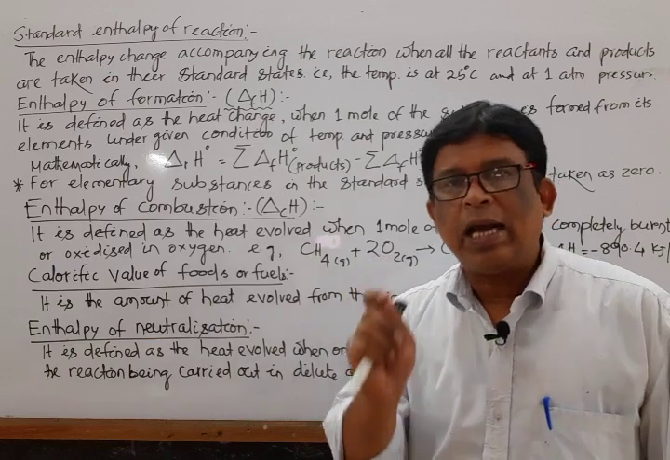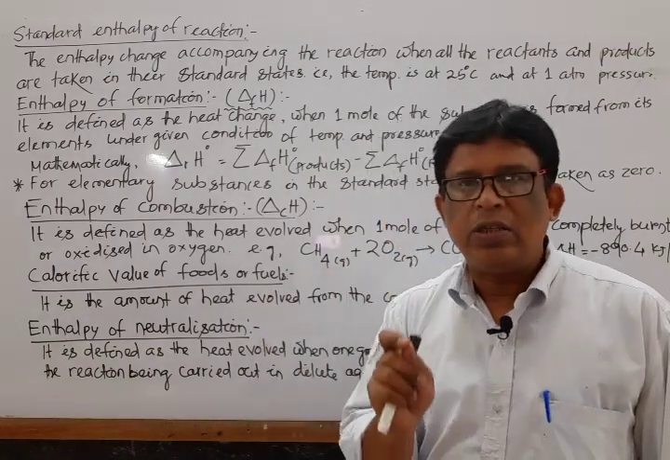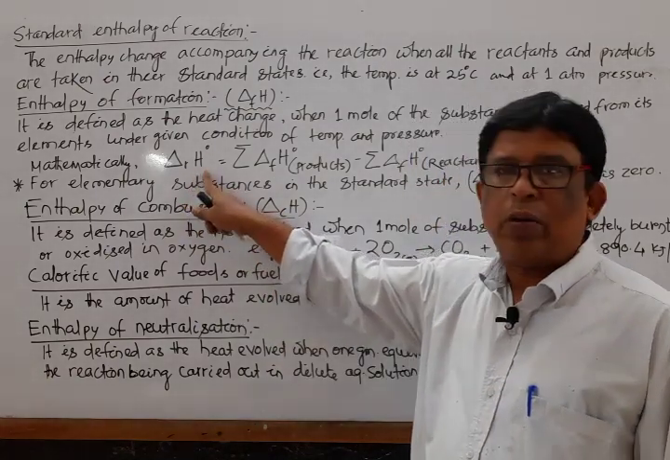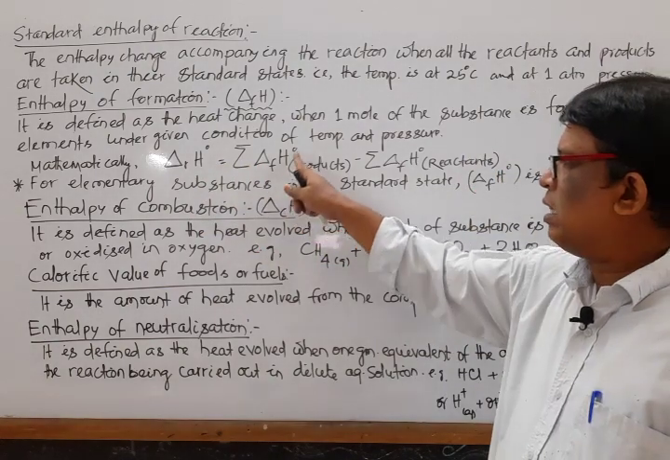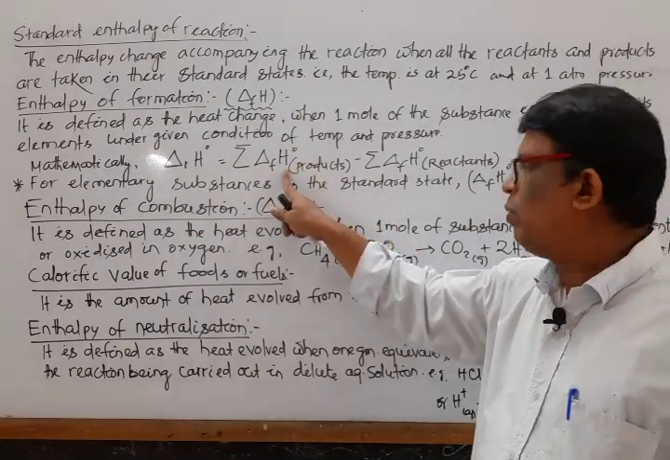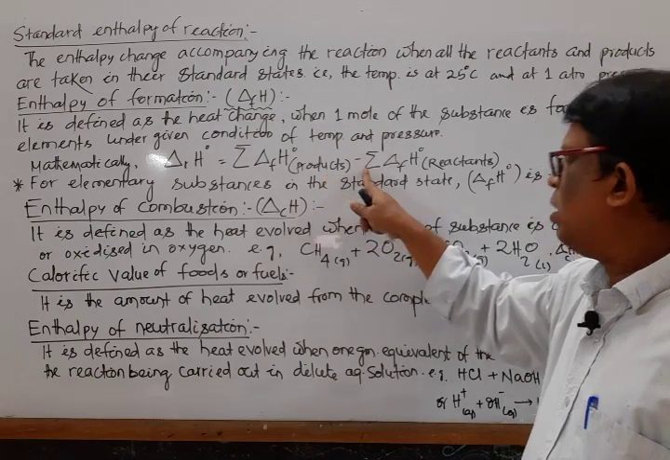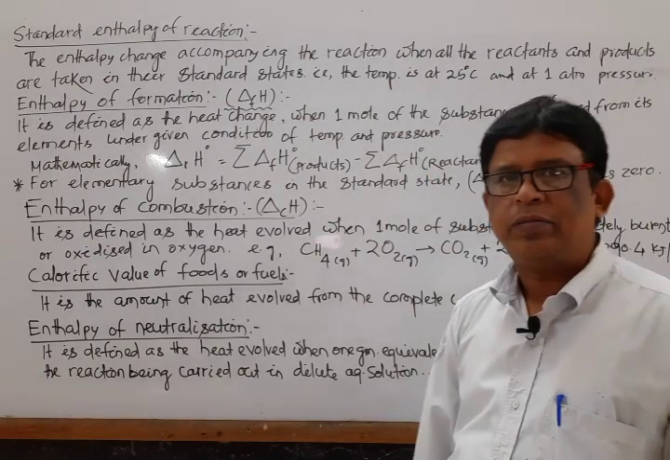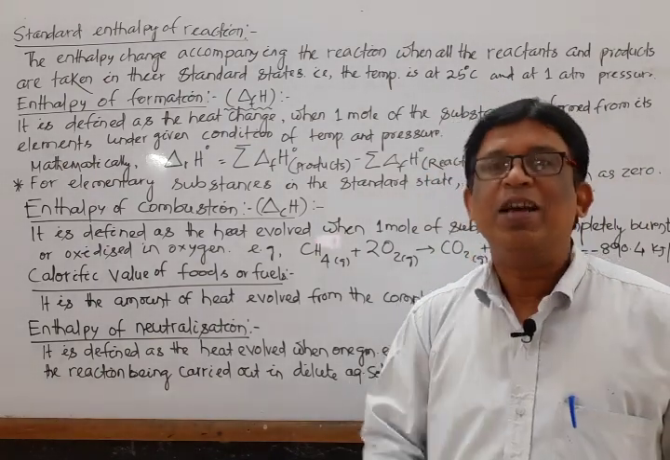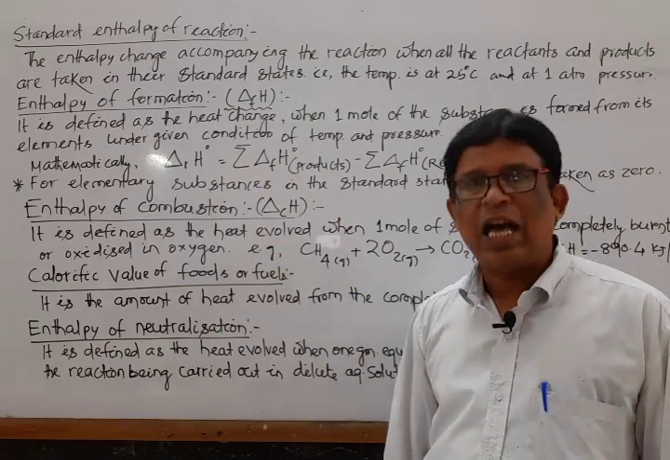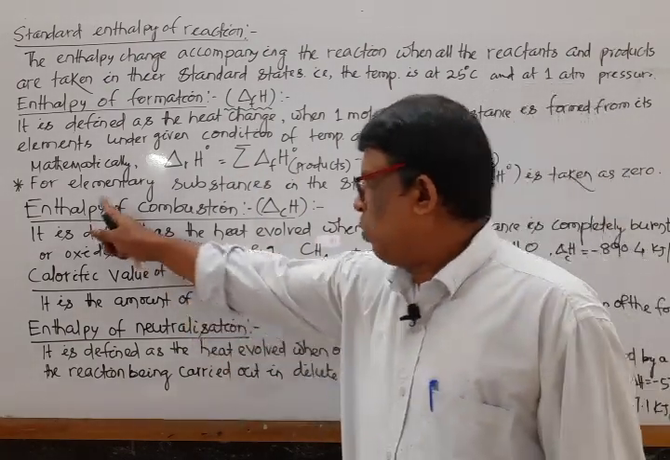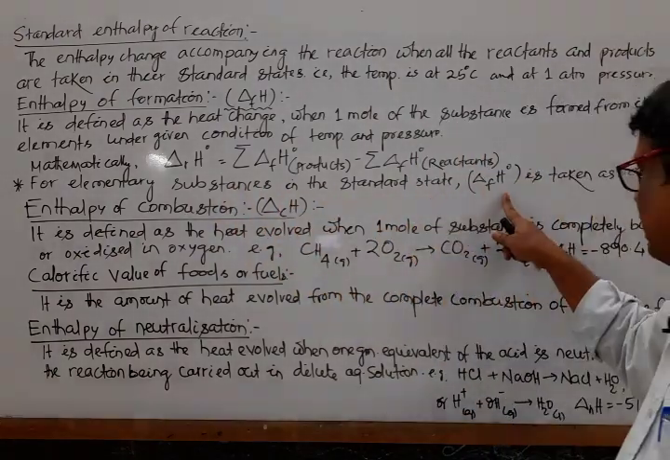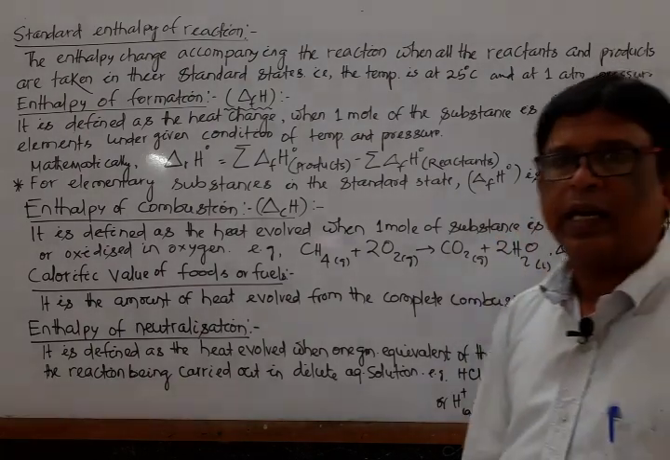Again, if it is carried out at a standard state, then it is known as the standard enthalpy of formation. Mark that. Standard enthalpy of a reaction can be calculated as sum total of standard enthalpy of formation of products minus sum total of standard enthalpy of formation of reactants. And the most important thing, while solving the problem for the enthalpy of formation, to be noted that for an elementary substance in the standard state, the standard enthalpy of formation is taken as 0.